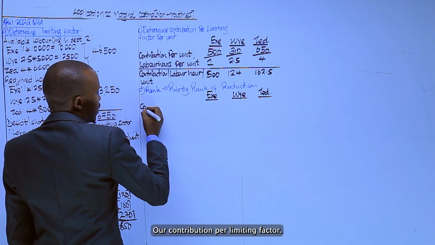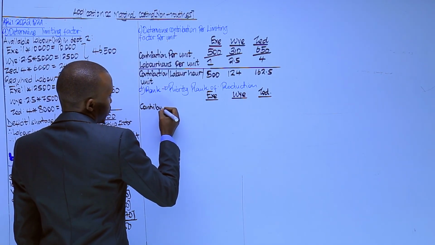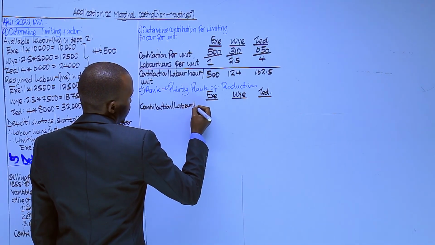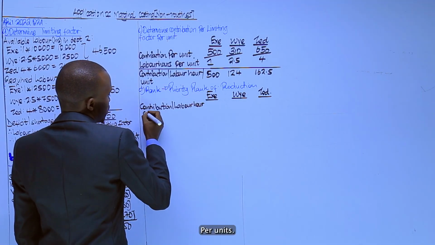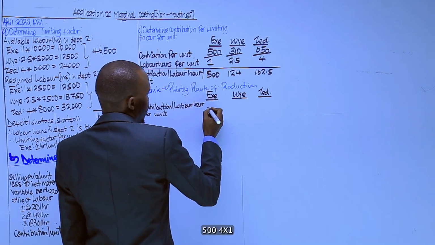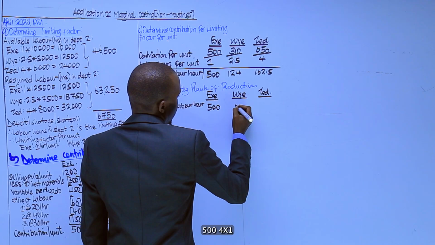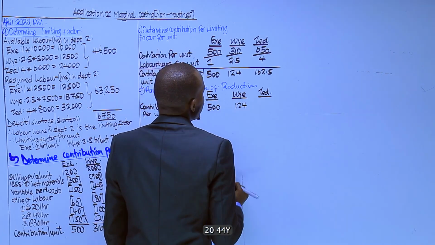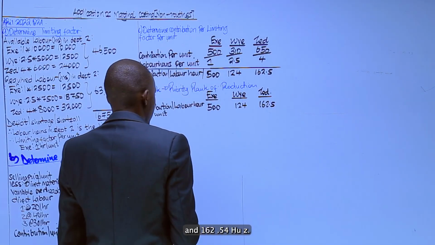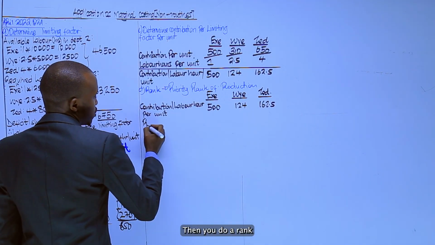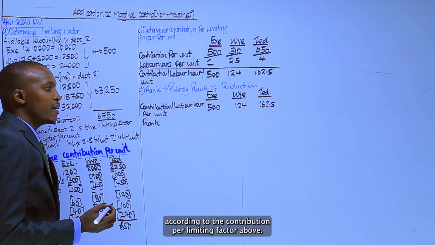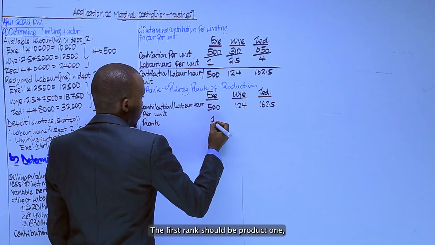Our contribution per limiting factor, which is your contribution per labor hour per unit, was how much? 500 for X, 124 for Y, and 162.5 for who? Z. Then you do what? Rank. According to the contribution per limiting factor above, the first rank should be product 1.